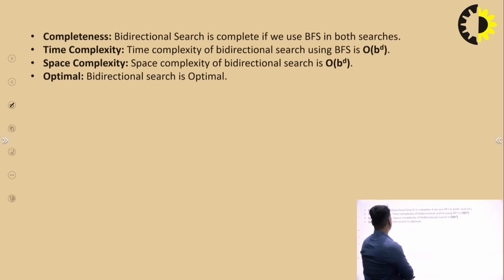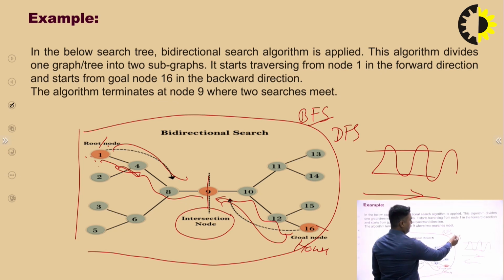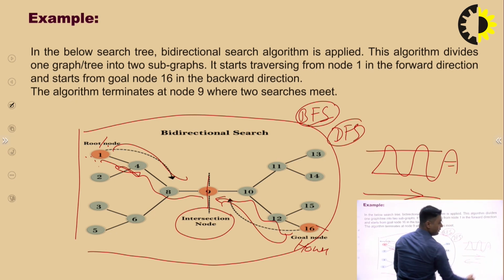Some points here. Completeness: bidirectional search is complete if we use BFS in both searches. As I mentioned previously, bidirectional search is complete in the BFS case because of this figure, and incomplete in the DFS case because of this figure.